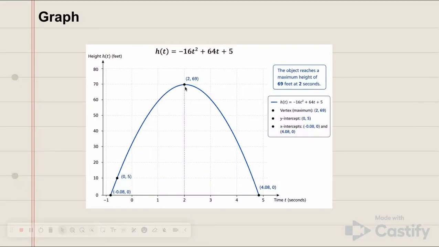And once we hit right up top here at 69 feet, if we travel over on the x-axis, we get 2 seconds. To put that into context, that's when you throw the ball straight up. After 2 seconds, the ball hits 69 feet above you, and then it's going to fall. On the right-hand side of the graph, as we're going down in height, the seconds go on. By the time we hit 4.08 seconds, that's when the ball hits the ground again.